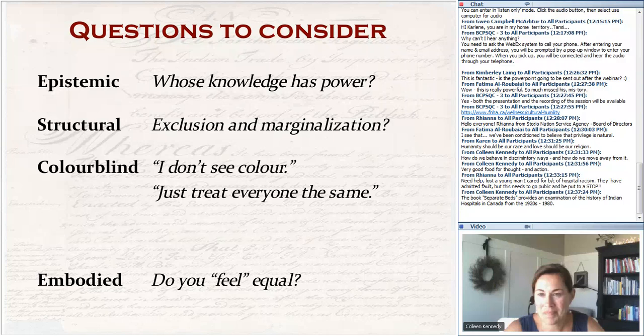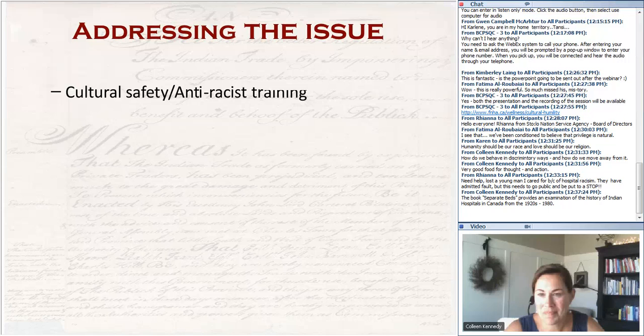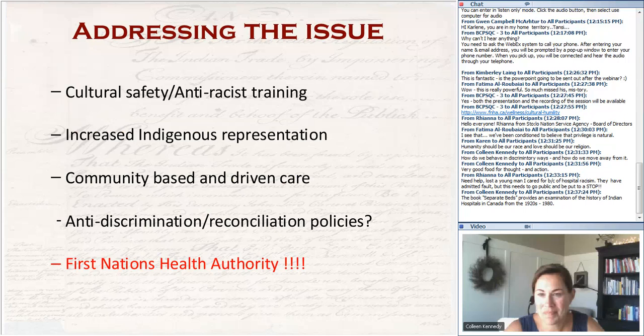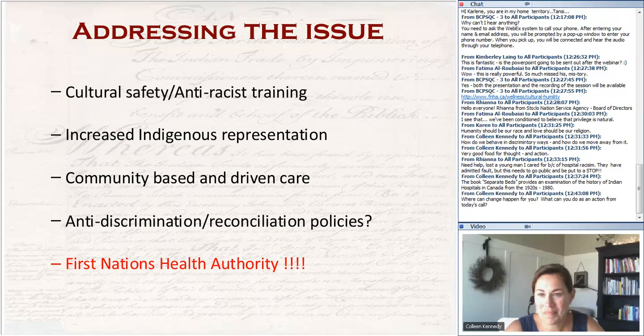So if we go to the next slide, this is really the point where I would like people to think about themselves, about the systems that they work in, about the structures of our collective society and where change can happen, right? And so the first is cultural safety or anti-racist training. And I think we need to call it that sometimes to be clear about what we're talking about and why cultural safety as a concept even exists, right?